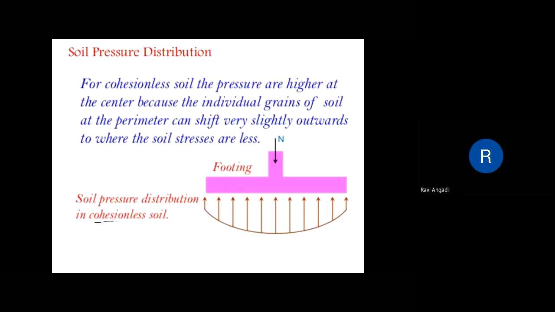And if you take cohesionless soil, that is a sandy soil, what will happen? For the cohesionless soil, the pressures are higher at the center, because the individual grains of soil at the perimeter can shift slightly outwards to where the soil stresses are less. So this portion is subjected to maximum stress. That's why the soil is subjected to more stress here. So again you will get non-uniform stress underneath the footing for cohesionless soil.